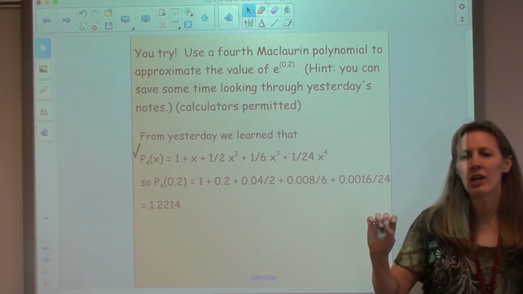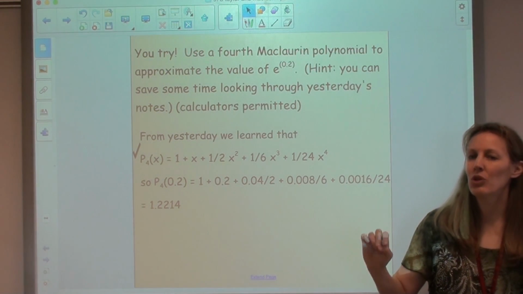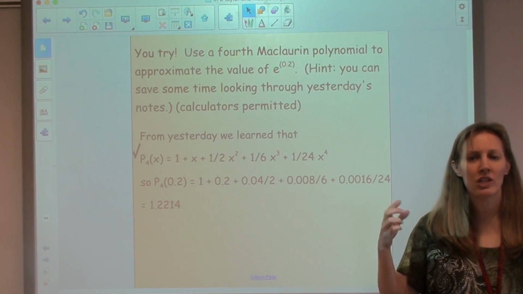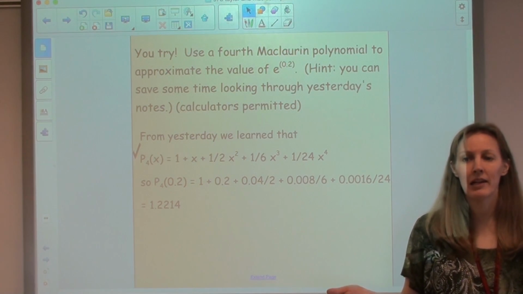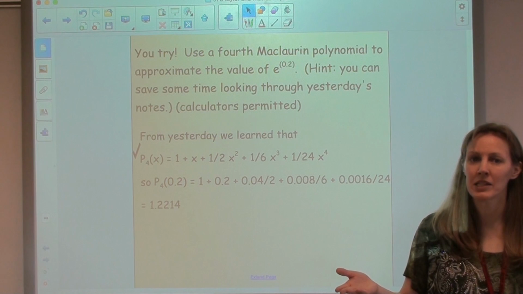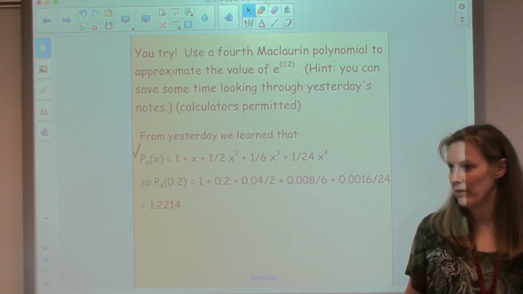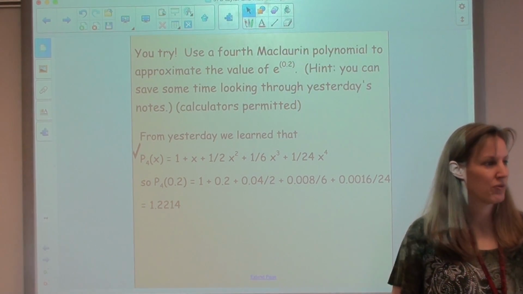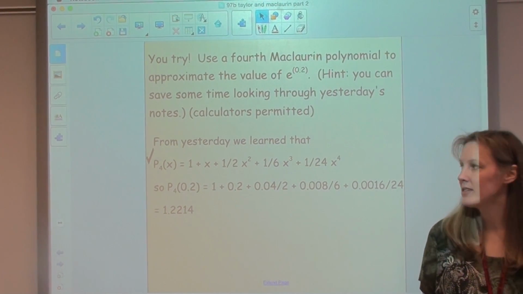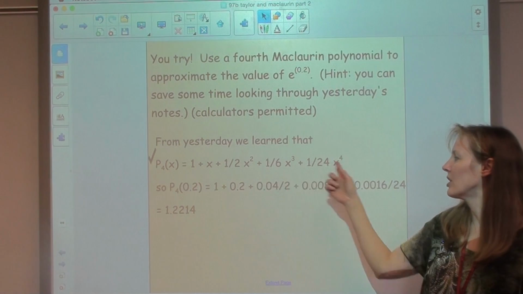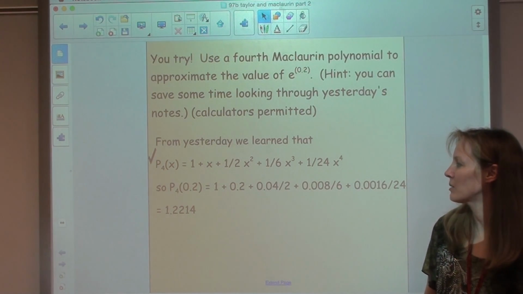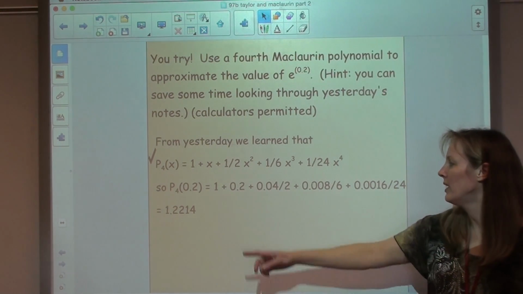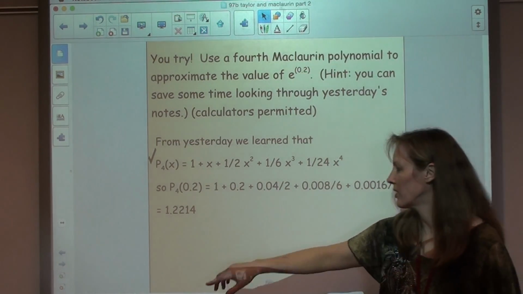It will come in handy today to know that the Taylor polynomial for e to the x is x to the n over n factorial, right? If you have that in your pocket, it makes things go faster. So there's your e to the x polynomial, 4th degree Maclaurin, and then you plug in your point 2 and you get your answer.